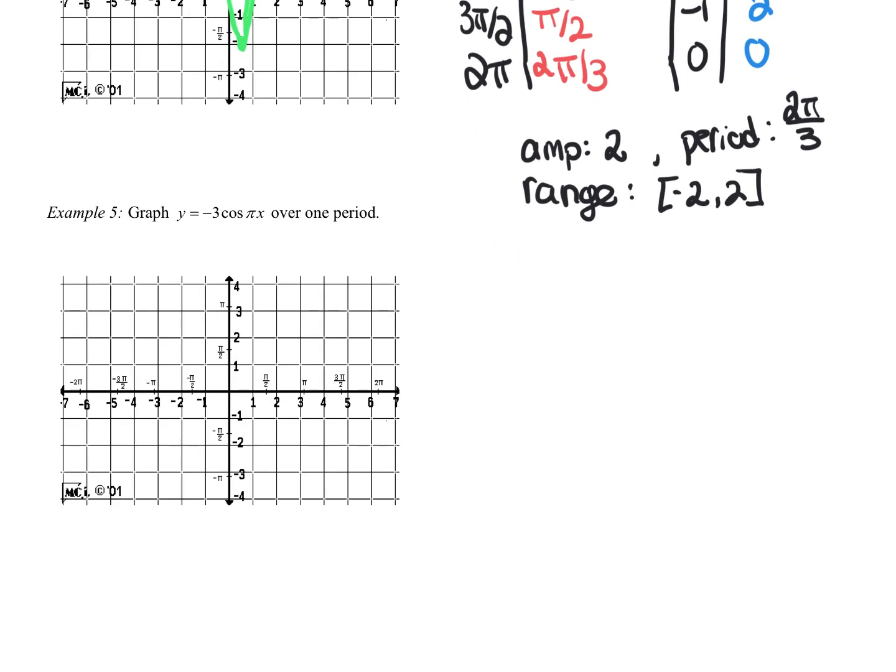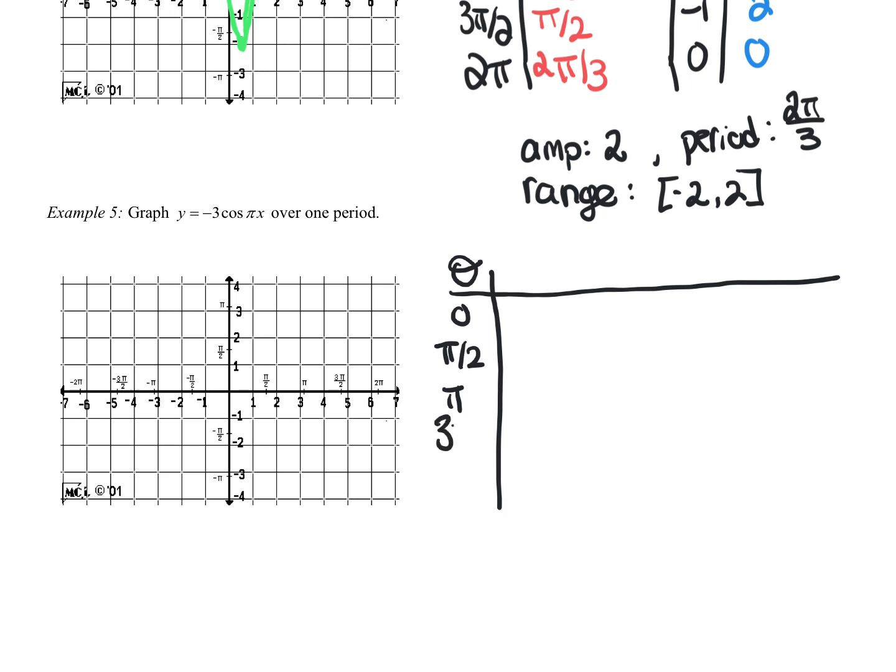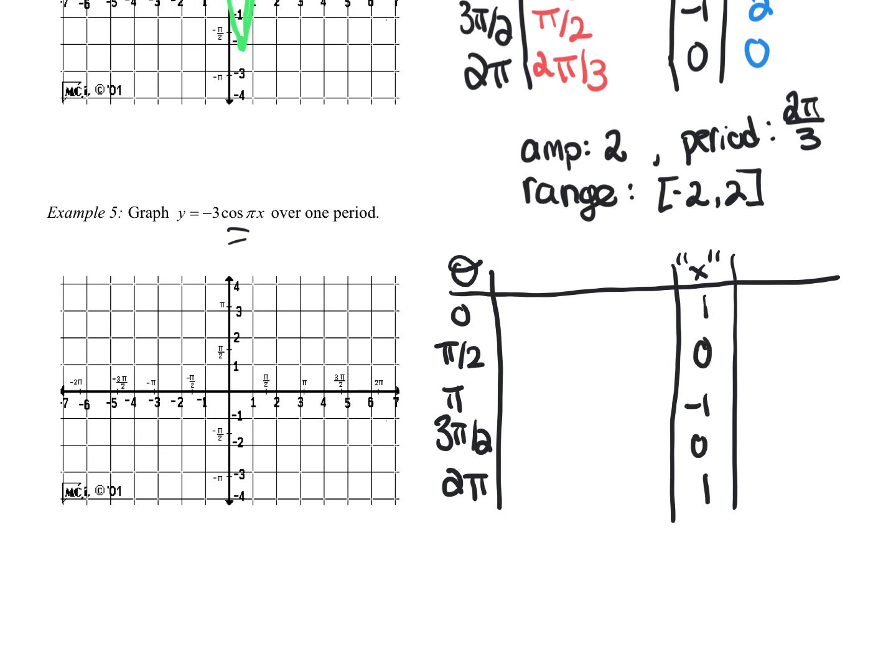Okay, let's try the next one. The next one looks a little weird, but I promise it's not. So we're just going to keep doing the same process. Trust the process even if the numbers feel a little funny. So theta: 0, pi over 2, pi, 3 pi over 2, 2 pi. This is cosine. So remember, I want the x values: 1, 0, negative 1, 0, 1.